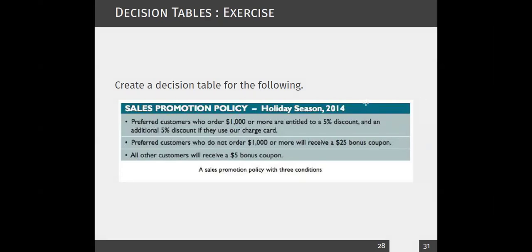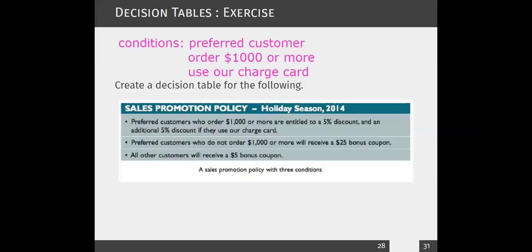Right. So now you have to identify two things. According to this description, by reading the description given to you, we can identify three conditions: preferred customer, order 1,000 or more, use of a charge card. Right? Good. Now, what are the actions?